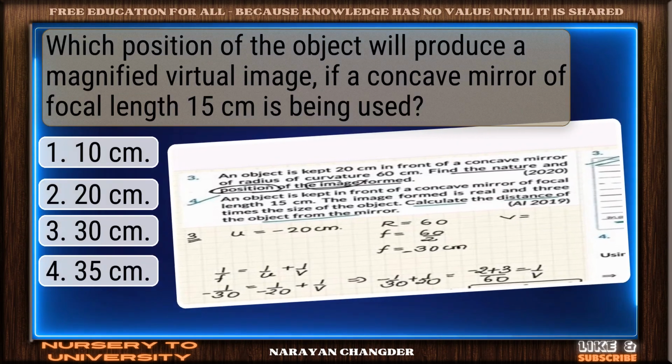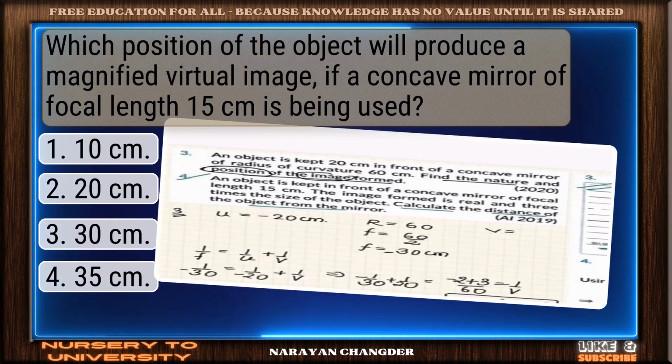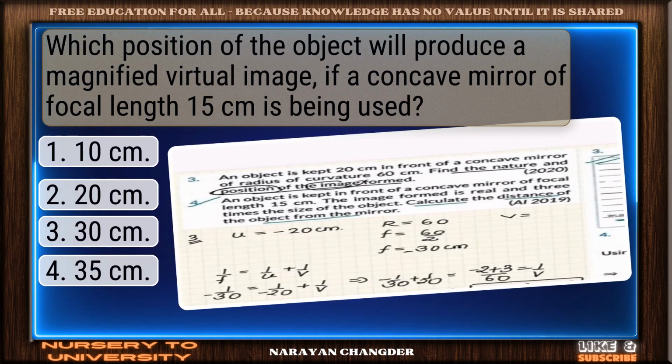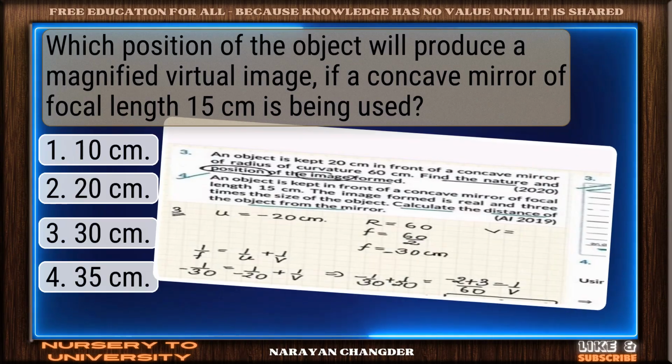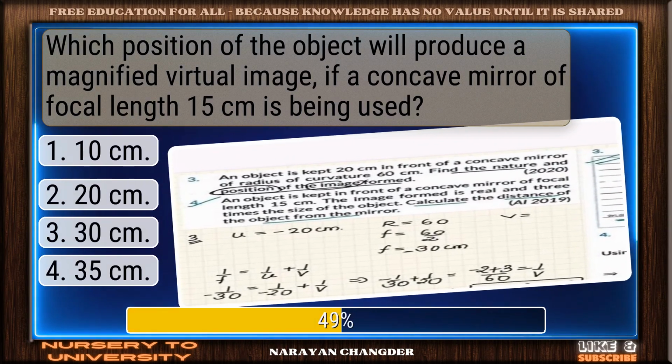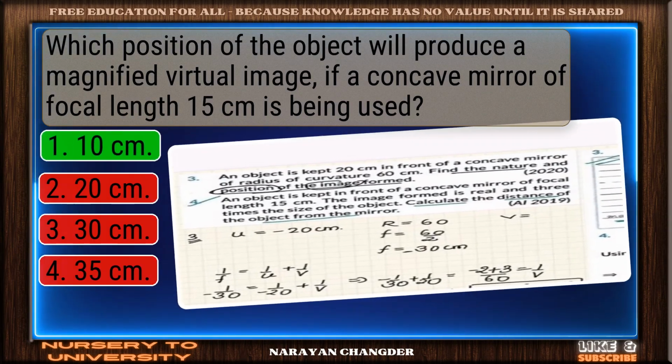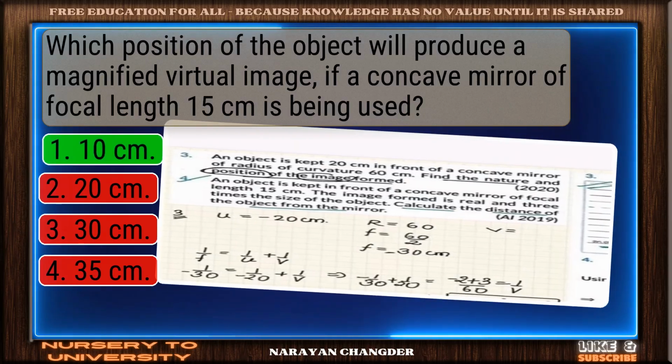Which position of the object will produce a magnified virtual image if a concave mirror of focal length 15 cm is being used? Clear logic. Your choice 10 cm is sound.